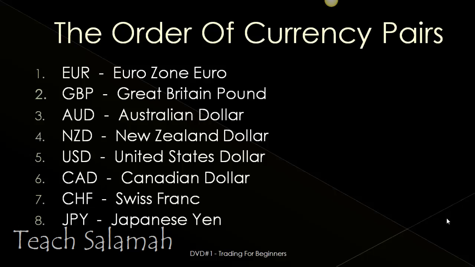So the Japanese yen is at the bottom of the list, so no matter which currency it's paired with, it's always going to be the quote currency. On the other hand, the euro is at the top of the list, so every currency it's going to be paired with, it's always going to be the base currency. So let's move on and look at the major currency pairs.